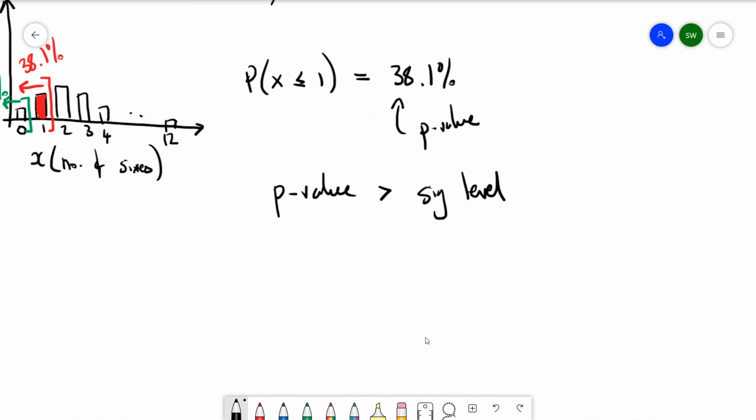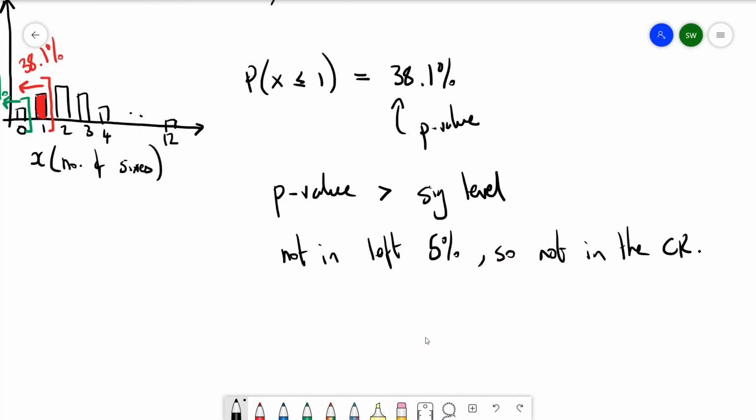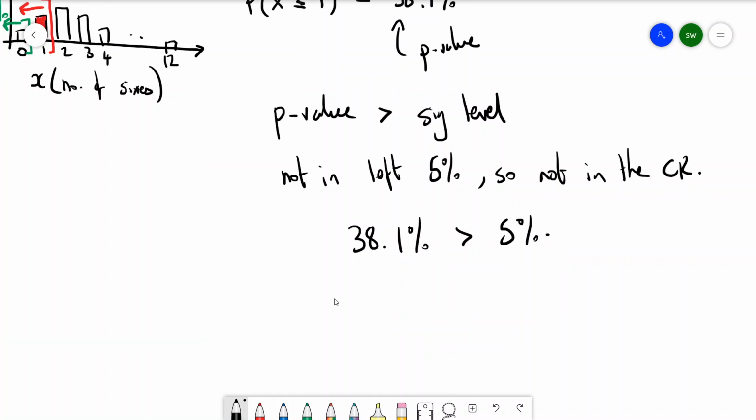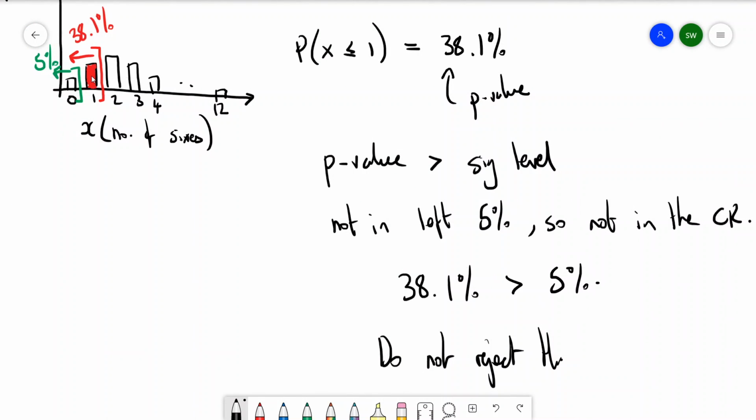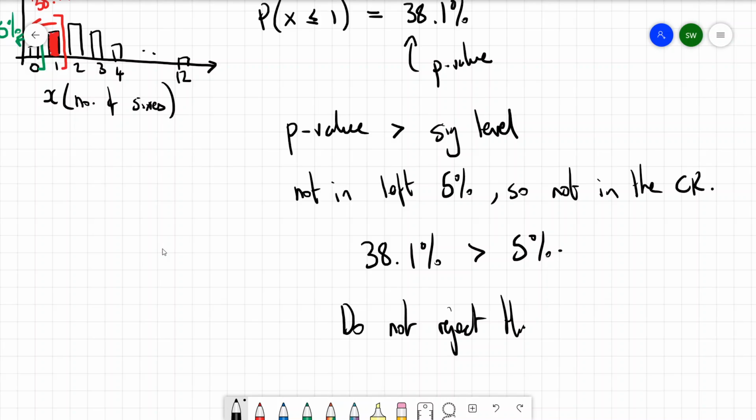We're not in the left 5% of the distribution. So we're not in the critical region. In this case, it's because 38.1% is greater than 5%. So next we're going to say do not reject H0, because basically we didn't see a small enough value of x. We weren't in the left 5%.